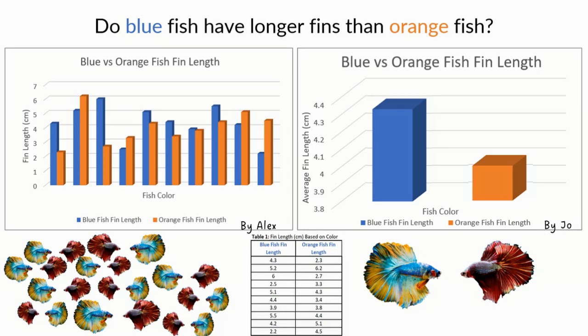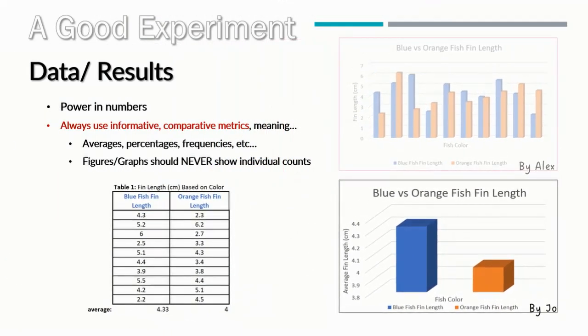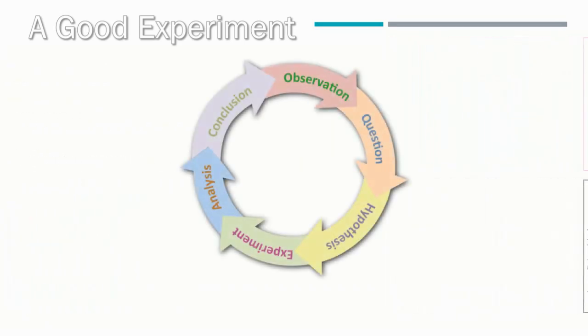table. Both are very detailed and neither really paints a clear image to easily answer our research question. But Joe's graph on the right synthesizes the information from our data table, as opposed to just repeating it. It provides us with a clear comparison of fin length between blue fish and orange fish. This is why, when you are making a figure, it is always very important to use metrics such as averages, percentages, or frequencies.